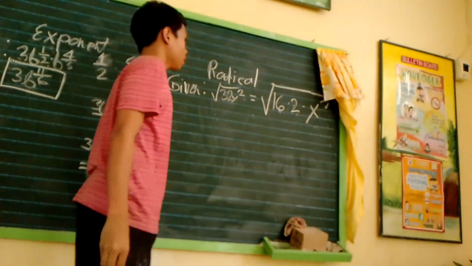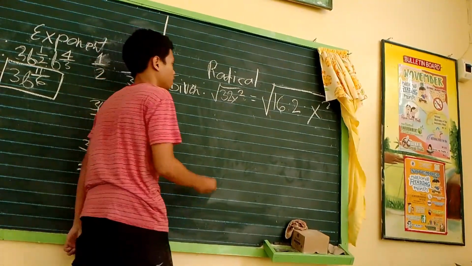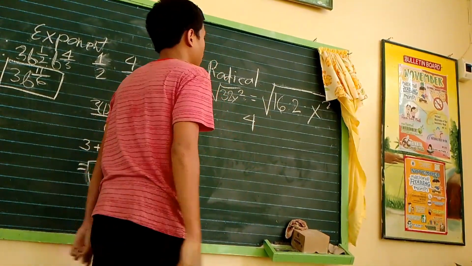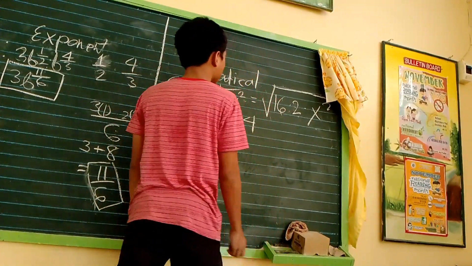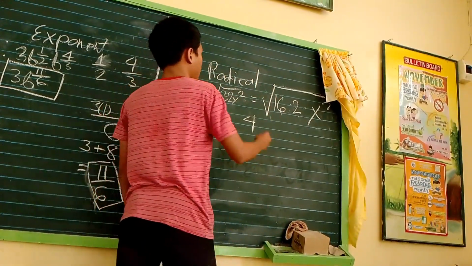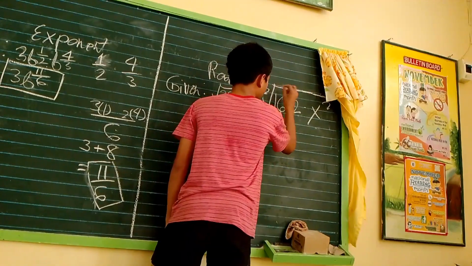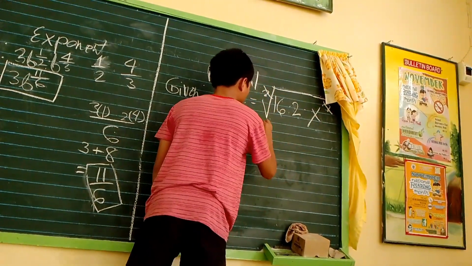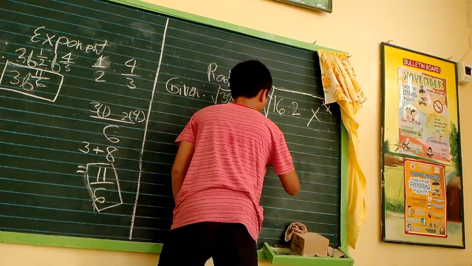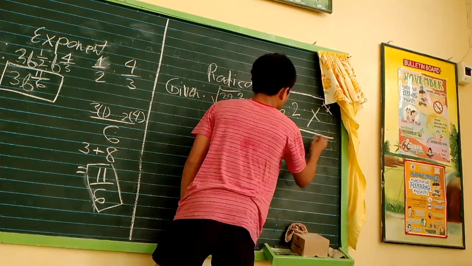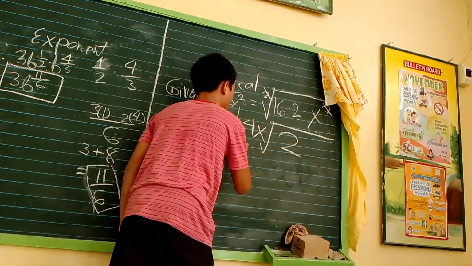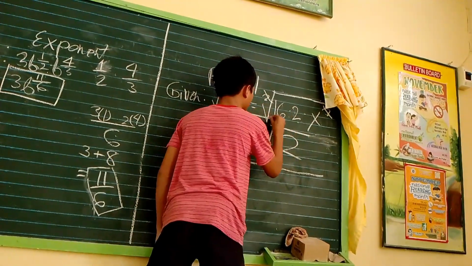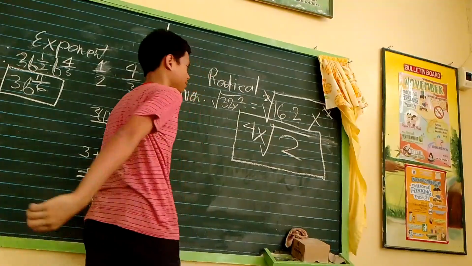And we need to find the square root of 16, and the square root of 16 is 4. And the index and the exponents are the same. We need to cancel it because they are the same. We need to copy the square root and 2. And that's the answer.